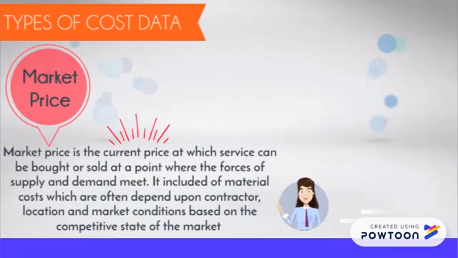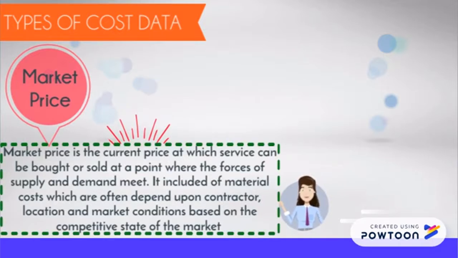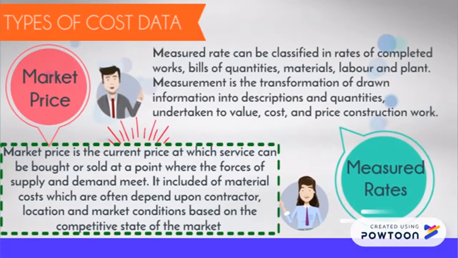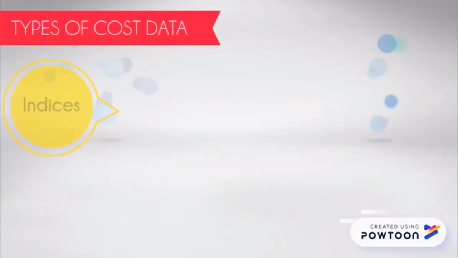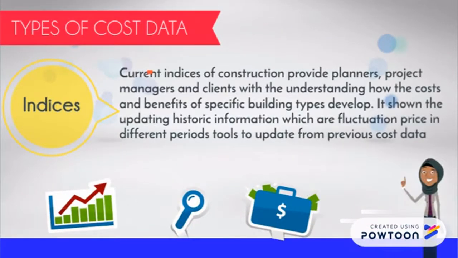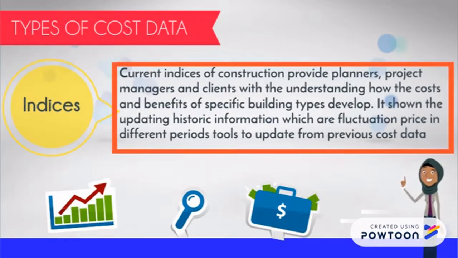Types of cost data are, first, market price, which includes material costs that often depend upon contractor, location, and market condition. Secondly is measured rates, which can be classified in rates of complete works, bill of quantities, materials, labor, and plant. And the last one is indices, which provide the understanding of how the costs and benefits of specific types develop.